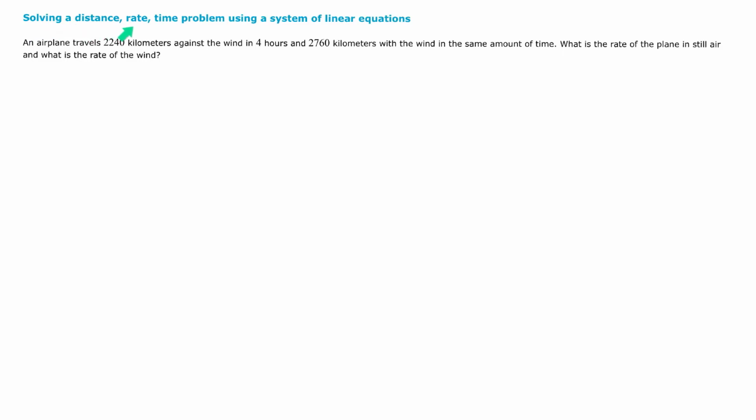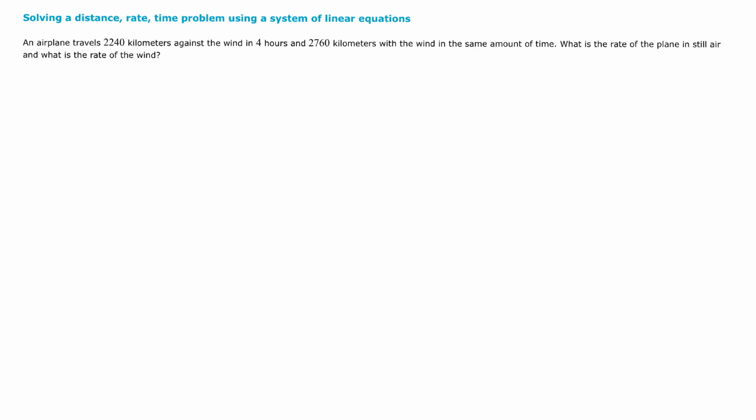Solving a distance, rate, time problem using a system of linear equations. An airplane travels 2,240 kilometers against the wind in 4 hours and 2,760 kilometers with the wind in the same amount of time. What is the rate of the plane in still air, and what is the rate of the wind?